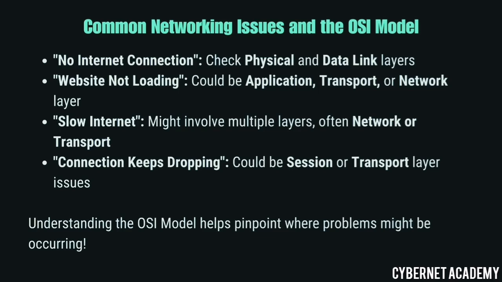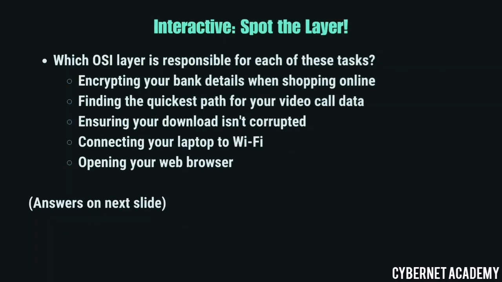Time for a quick quiz. This section will describe some everyday tech scenarios, and it's up to you to guess which OSI layer is the star of the show. Ready? Here we go. First scenario, credit card details turn into secret code when shopping online. Second scenario, a video call to grandma takes the fastest route across the country. Third scenario, that massive game download arrives on the computer without a single missing piece. Fourth scenario, a laptop connects to the coffee shop Wi-Fi. Fifth scenario, opening up a favorite social media app.